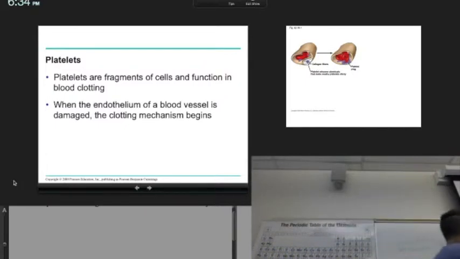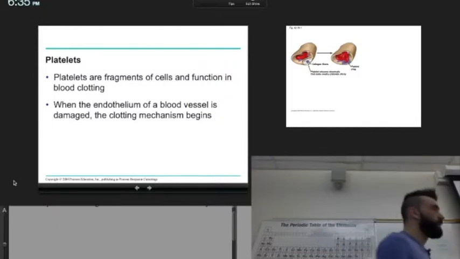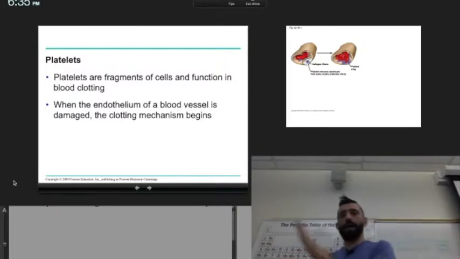Okay, so what's the innermost layer of a blood vessel? Endothelium, right? So it's a pretty thin layer, just one layer of cells. And what's beneath that layer? Smooth muscle. And what's beneath that layer? Connective tissue. So once platelets get exposed to collagen fibers in the connective tissue, they will bind to those. They'll accumulate around those exposed collagen fibers and quickly patch up the damage.